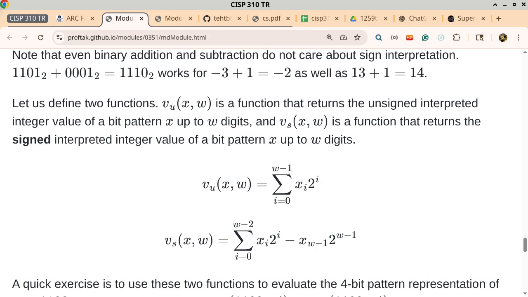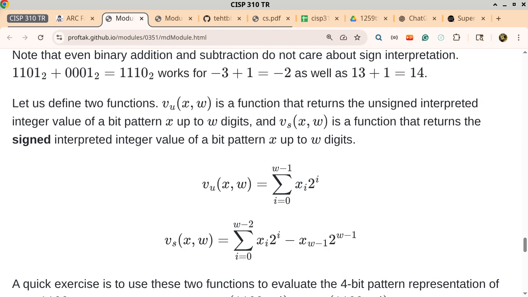So what do we do with the most significant bit? The most significant bit, or bit W minus one, is also multiplied by 2 to the power of W minus 1. In other words, the power of 2 associated with the most significant bit is not changed. The only thing that we change is that instead of adding it to the rest, we are subtracting it from the rest. So that's the only difference.